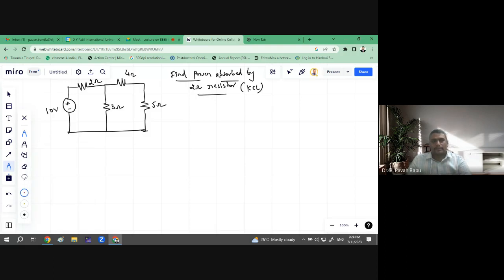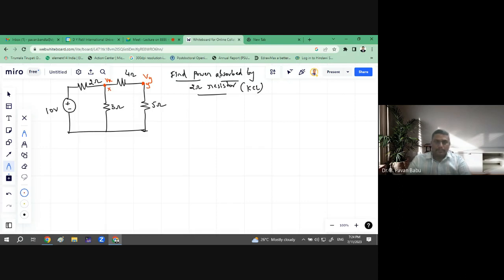So by observing the circuit, how many nodes are there here? Here there are two nodes. Let it be node X, where the voltage is Vx, and this is another node, let it be Y, and the voltage across this node is Vy. Because two elements are connected here, I can consider it as a node. So once you identify the nodes, then we start applying KCL there.